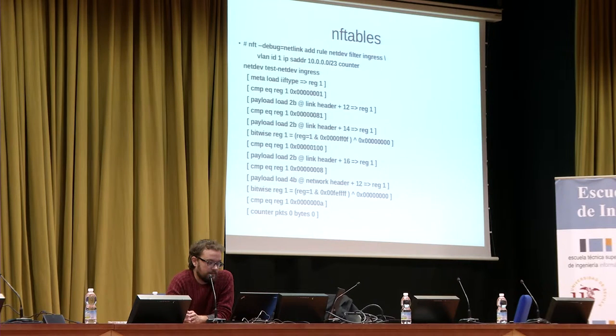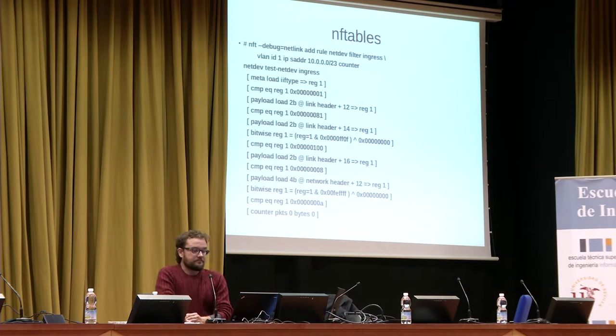So basically, the NFT compiler takes, based on the syntax that you can see there, this one, which means add a new rule to the netdev family. That is the one that we are going to focus on in this tutorial, and that is the one that provides the ingress hook. So there, it's added to the table filter. I'm assuming already that I created a filter table. I'll show you more information on the objects in a few minutes.